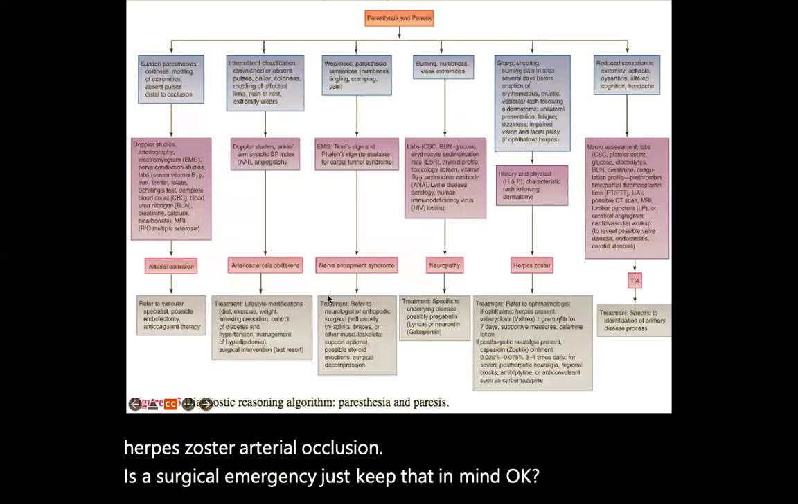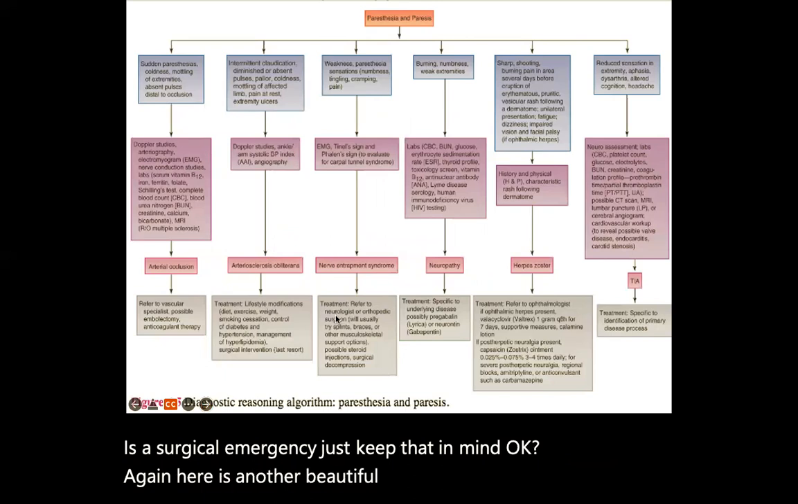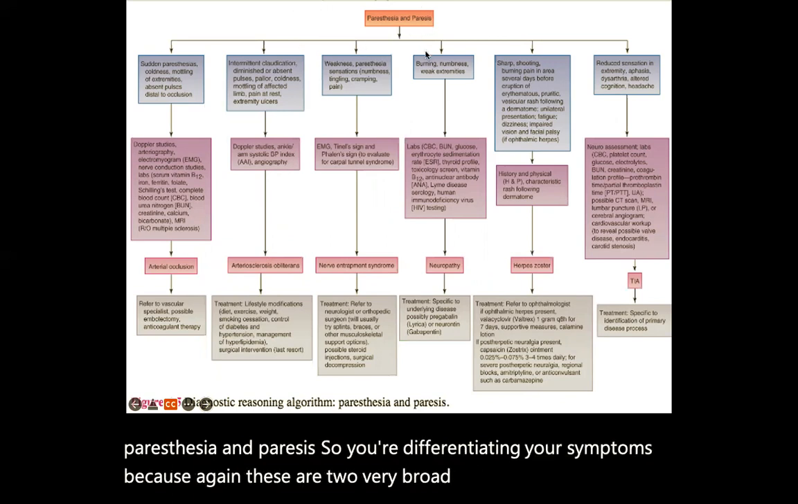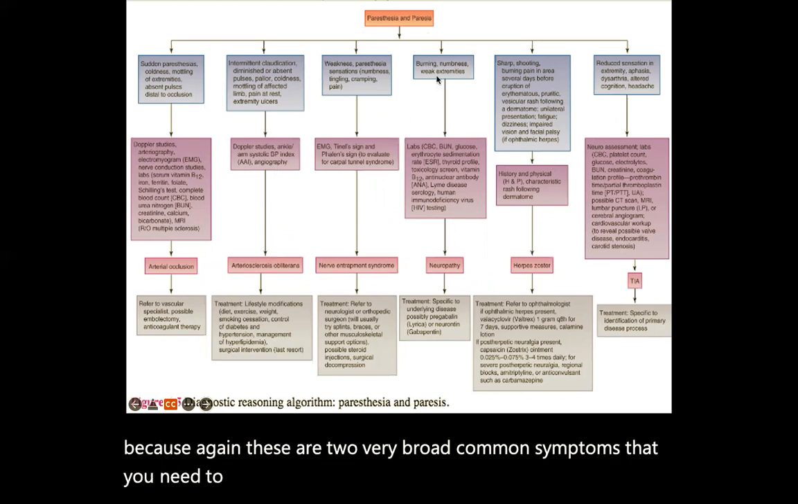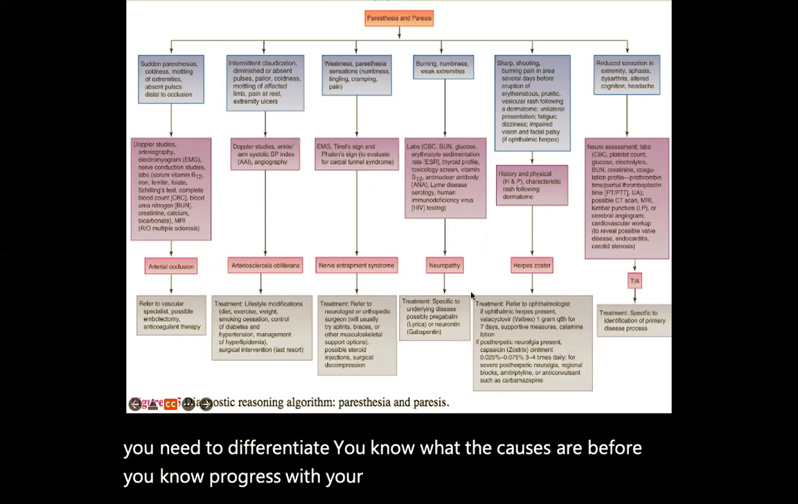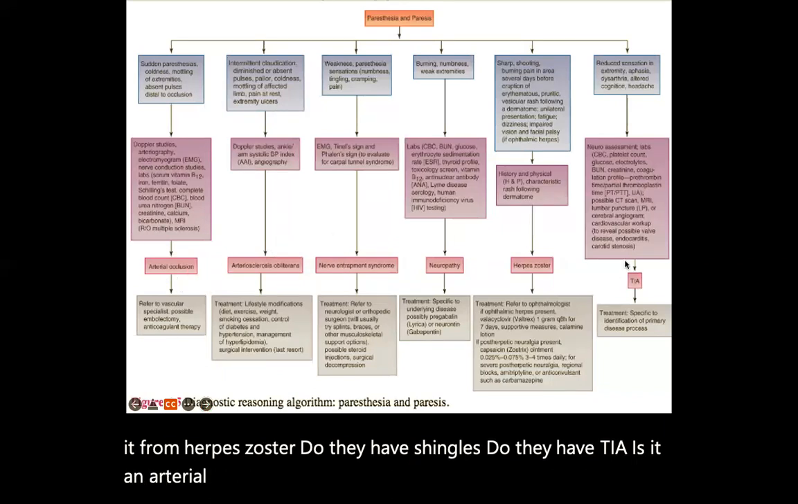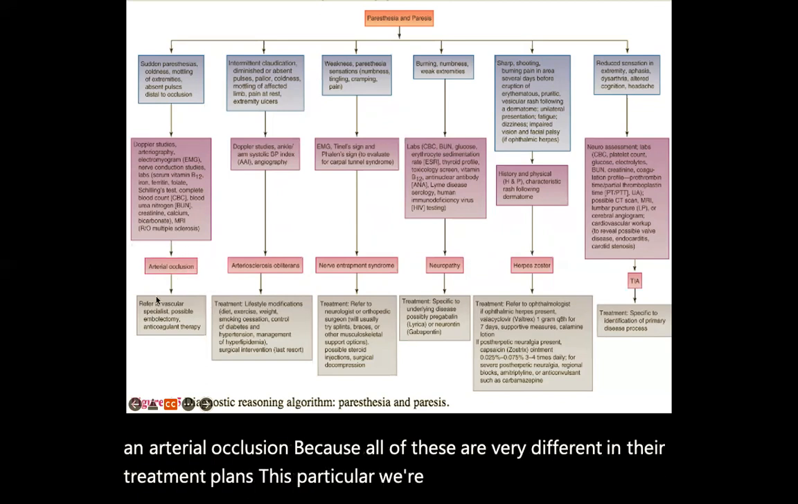Again, here is another beautiful diagnostic reasoning algorithm for paresthesia and paresis. So you're differentiating your symptoms because, again, these are two very broad, common symptoms, and you need to differentiate what the causes are before you progress with your treatment plan. So is it from neuropathy? Is it from herpes zoster? Do they have shingles? Do they have a TIA? Is it an arterial occlusion? Because all of these are very different in their treatment plans. This particular one, we're going right to the emergency room.